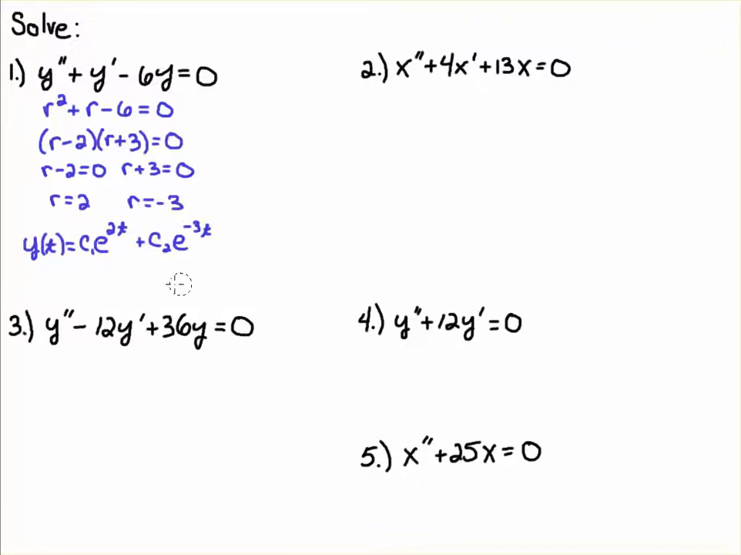Now if you have 2 distinct real roots, you just put them into the form of your solution. Here are your exponentials, and that's the solution to this differential equation. That's case 1, where we have distinct real roots.